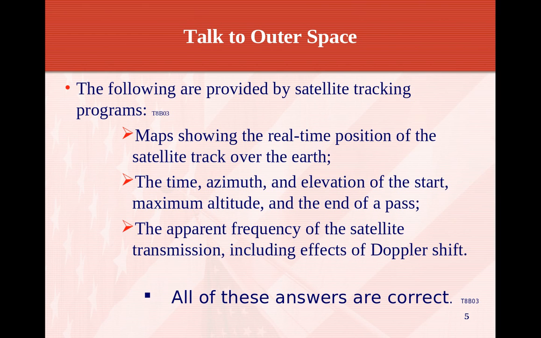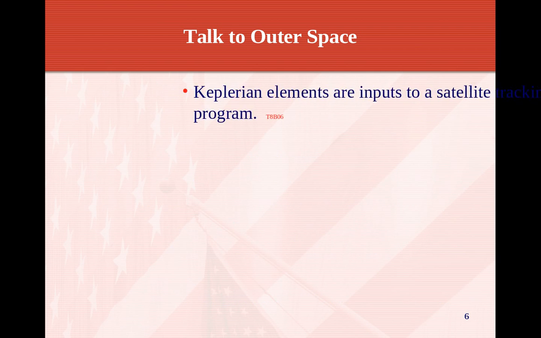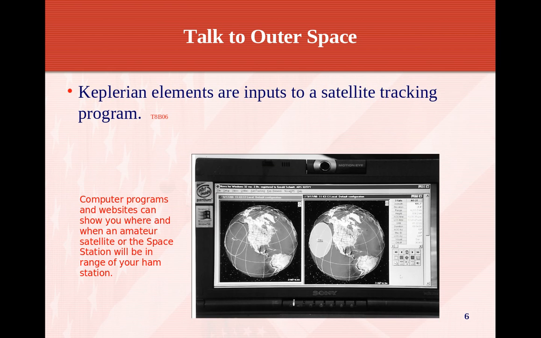There's a bunch of software out there that you can get for free. You want to make sure the Keplerian elements are inputs to satellite tracking programs. So your Keplerian elements have got to be up to date for your satellites, because satellites decay over time and they change. Computer programs and websites show you where the amateur satellite space stations will be in range of your ham station, and they'll tell you the azimuth and elevation at start of signal and the loss of signal.